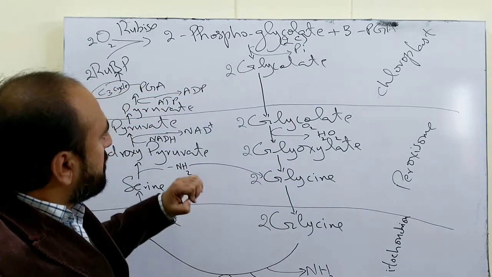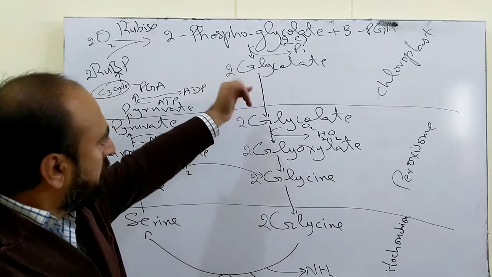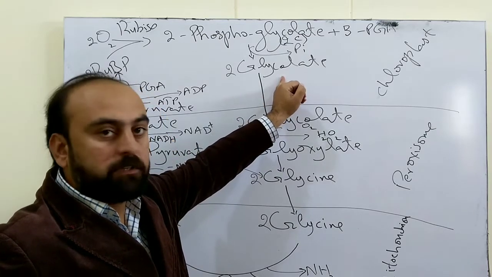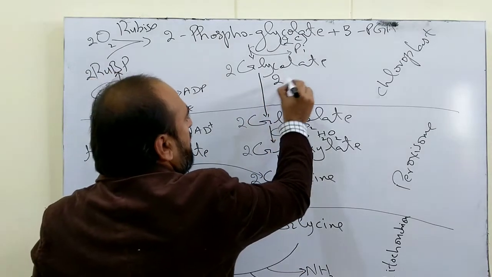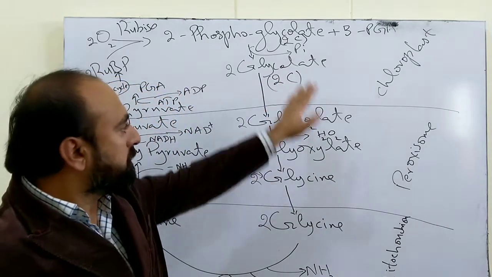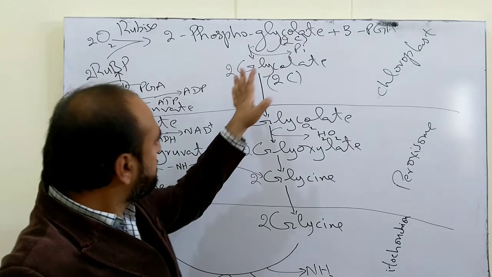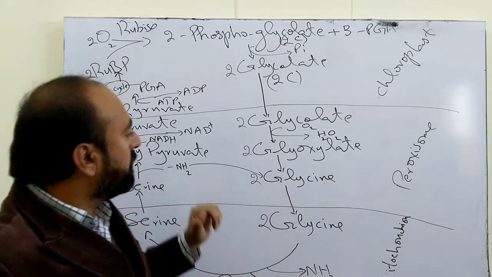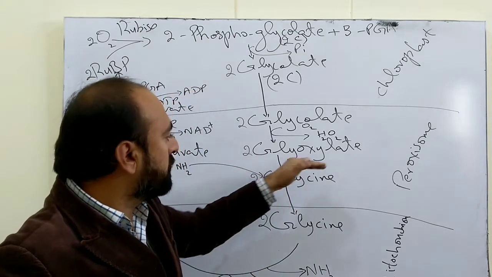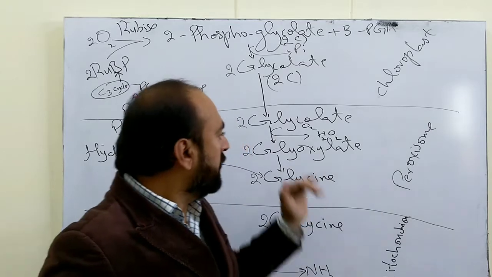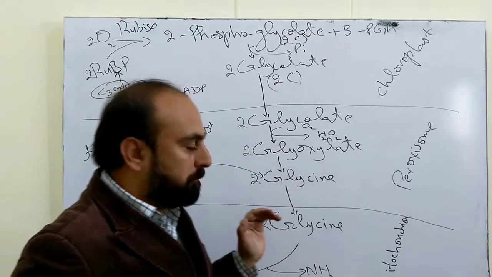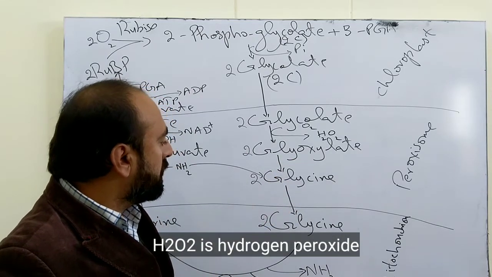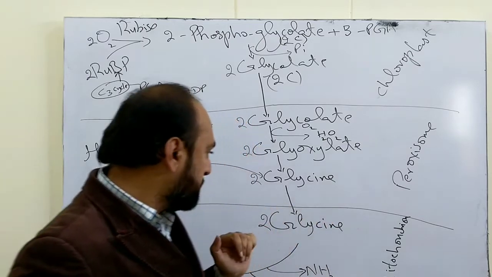So this phosphoglycolate is dephosphorylated to give two molecules of glycolate, a 2-carbon compound. So a total of 4 carbons move along this path. This glycolate is then exported to the peroxisome, where it is oxidized to glyoxylate and hydrogen peroxide. The peroxide is broken down by catalase, whereas this glyoxylate is converted to glycine in a transamination reaction.